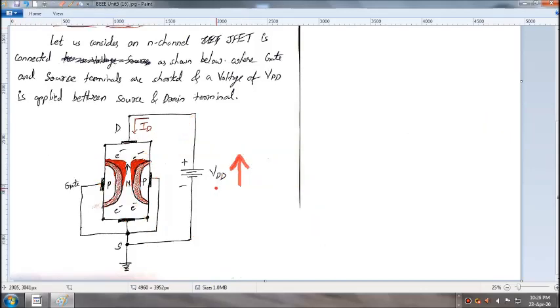As we further increase the VDD voltage, the width of the depletion region will further increase and they will come too close to each other such that the ID becomes almost 0. So this voltage where the ID current is minimum is called the pinch off voltage. At pinch off voltage, the gap between the two depletion regions will be less.